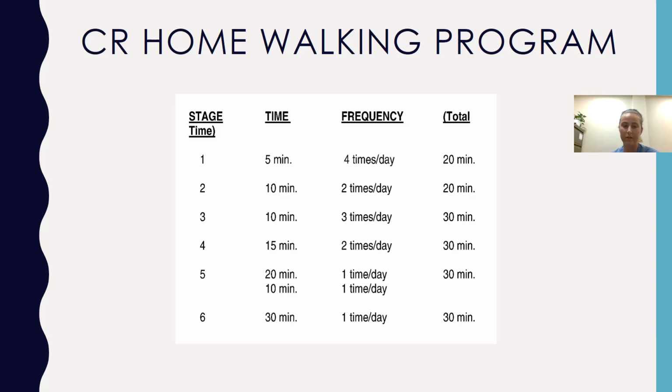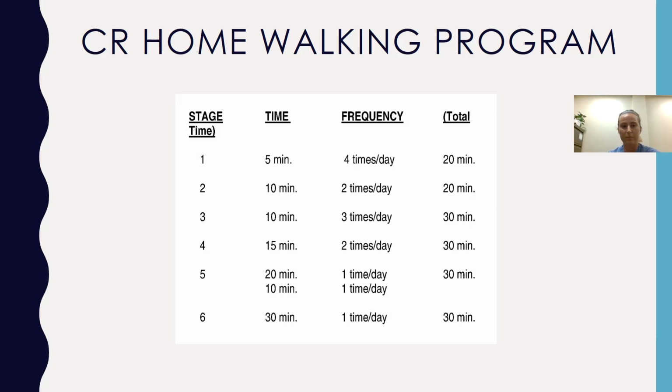After they're able to do that 3 days in a row and they feel comfortable with no adverse symptoms, then they'll move on to stage 2. And at stage 2, they're going to increase the time to 10, but decrease the frequency to 2 times per day, still at 20 minutes total. Same thing, once they can do that for 3 days in a row, then they'll move on to the next stage. And this doesn't necessarily mean that they're going to be in each stage for 3 days. They could be in stage 3 for 10 days and stage 4 for 5 days, but it's going to be a minimum of 3 days each, just to make sure that they're progressing slowly and appropriately.